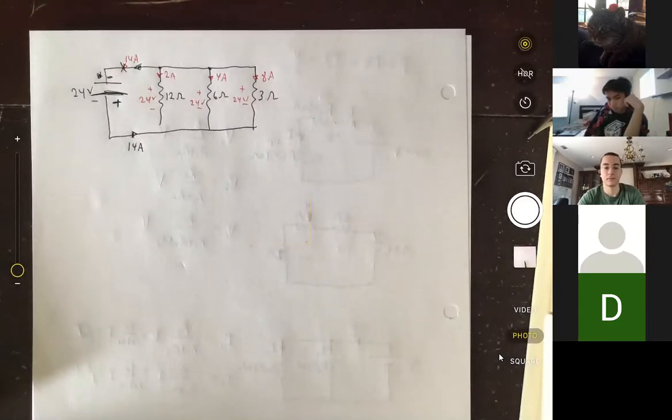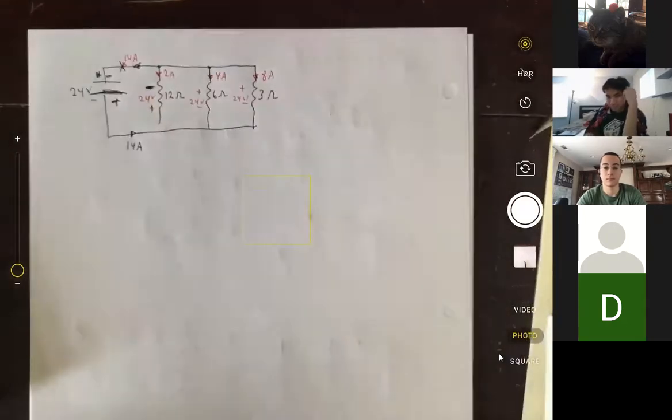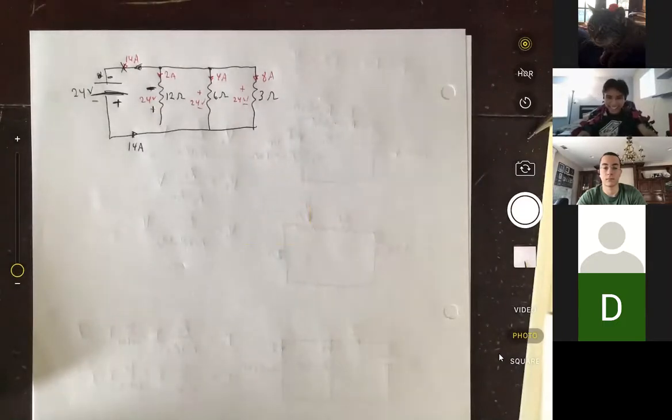It's still a 24-volt drop. It's just now this would be positive and that would be negative. Oh, okay, so nothing would change. Yeah, nothing would change, just the directions of the currents.